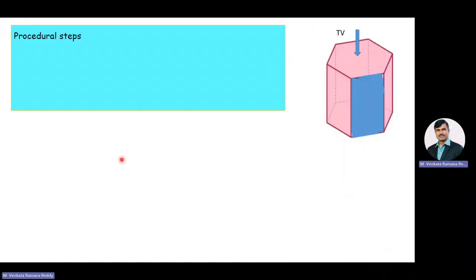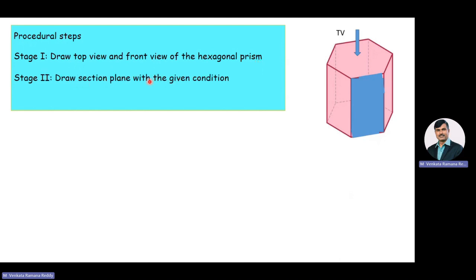The procedural steps involved in constructing the isometric view of a truncated hexagonal prism are divided into 3 stages. Stage 1, draw top view and front view of the hexagonal prism. Stage 2, draw section plane with the given condition. Stage 3, draw isometric view of the truncated hexagonal prism.